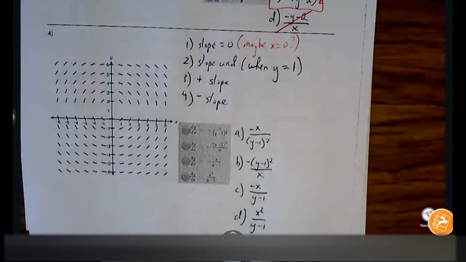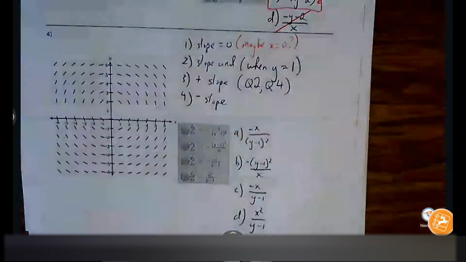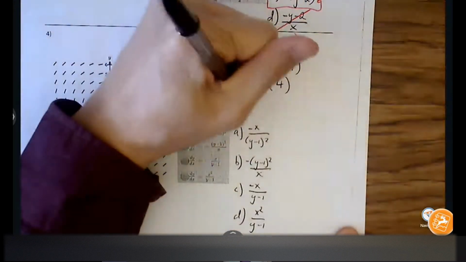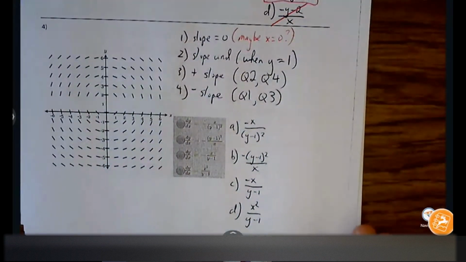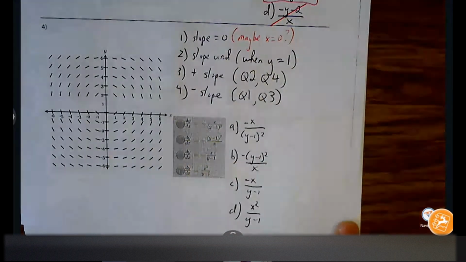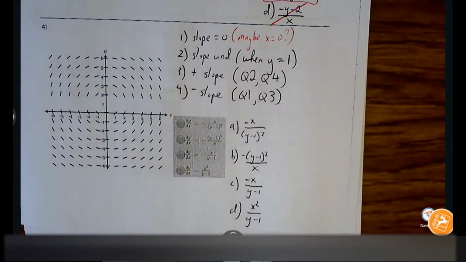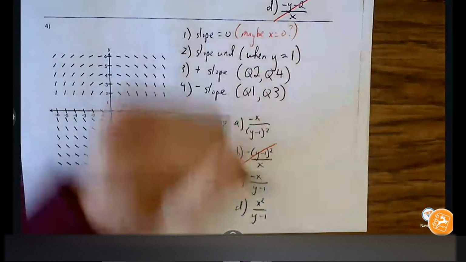Positive slopes, quadrants 4 and 2. Negative slopes, quadrants 1 and 3. Yeah, we'll skip that first statement. We're not very sure about that. But slope undefined, definitely when y equals 1. So which one is one that is not showing that as a property? Yeah, if I put 1 in here, I'm getting 0 over x, and that's not the same thing as undefined. But it looks like A, C, and D are still in play.